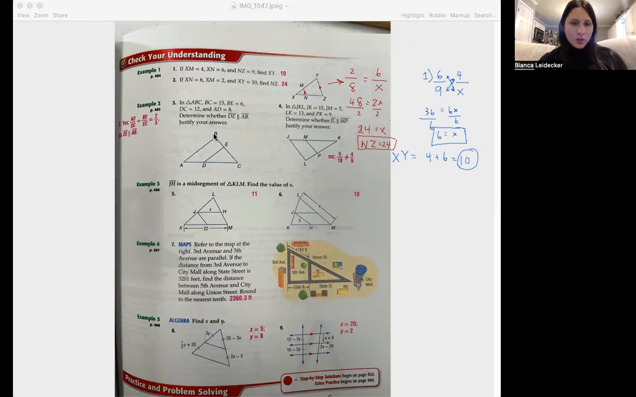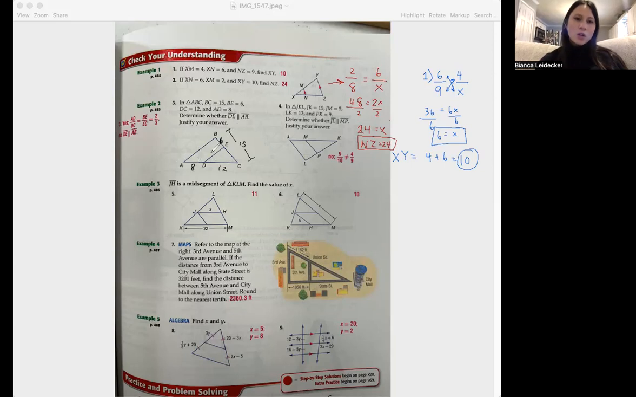Number 3. We've got another triangle, and we have to decide if the segments in there, AB and DE, are parallel. And they're giving us some information where BC, the entire thing, is 15. BE is 6, so this little part is 6. DC is 12. And then AD is 8.